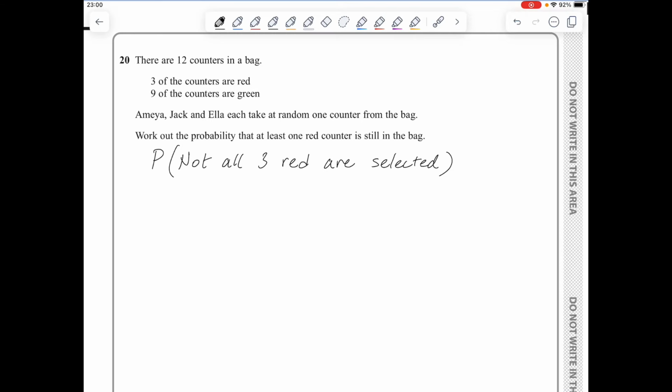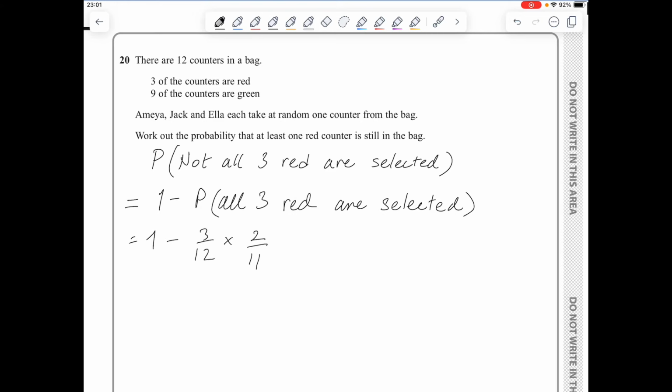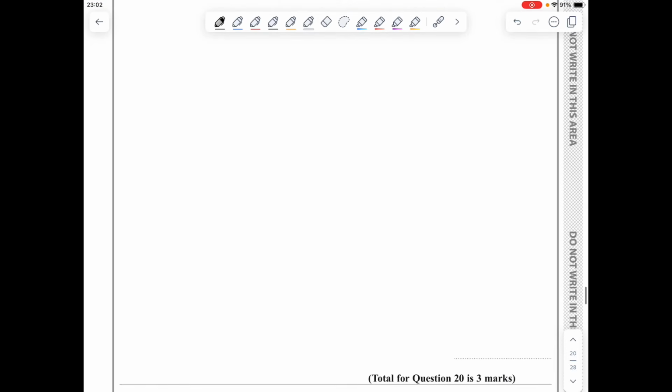Now, this is equivalent to 1 minus the probability that all 3 are selected. And the probability that all 3 red are selected is equal to 3 over 12 for the first person to select the red one, times 2 over 11 since the number of red are reduced by 1, times 1 over 10 because again the number of red is further reduced by 1. Put this on the calculator and you will get 219 over 220, and this is our final answer.